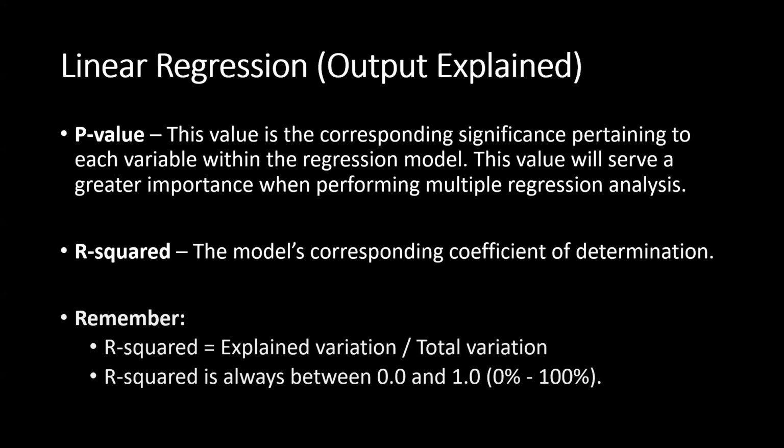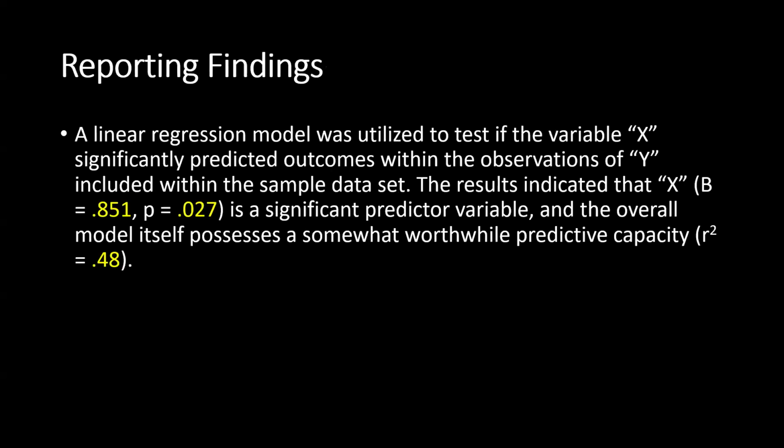So let's state our findings in APA format. We're going to state that a linear regression model was utilized to test if variable x significantly predicted outcomes within observations of y included within the sample dataset. The results indicated that x, and these are the values taken from the output, this is our p-value, is a significant predictor variable, and the overall model itself possesses a somewhat worthwhile predictive capacity. Predictive capacity is going to depend on the R squared value, the coefficient of determination.